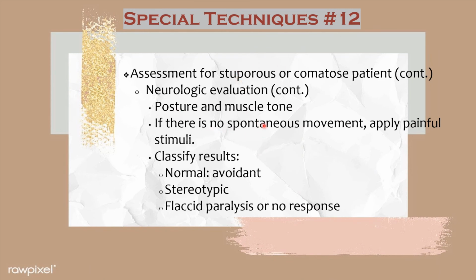Okay, so part of the neurologic evaluation is to assess for posture and muscle tone. Observe the patient's posture. If there is no spontaneous movement, you may need to apply a painful stimulus, as previously discussed. Classify the resulting pattern of movement as normal, avoidant, where the patient pushes the stimulus away or withdraws, or stereotypic, where the stimulus evokes abnormal postural response of the trunk and extremities, or flaccid paralysis, or no response at all.